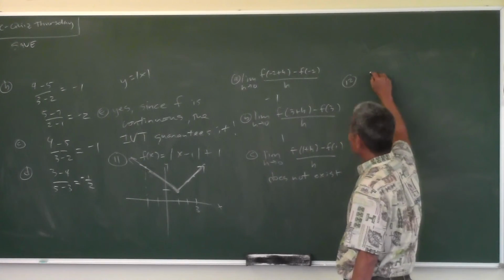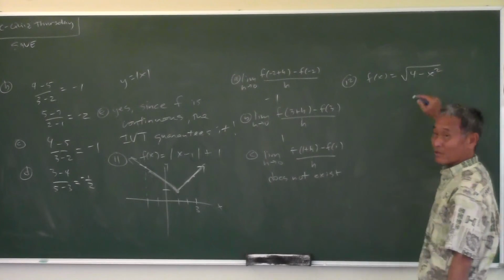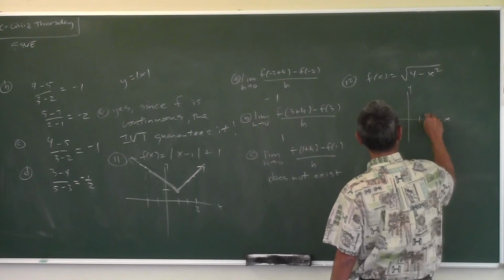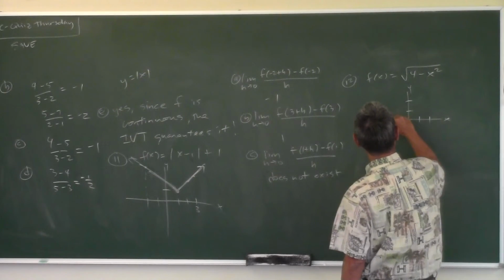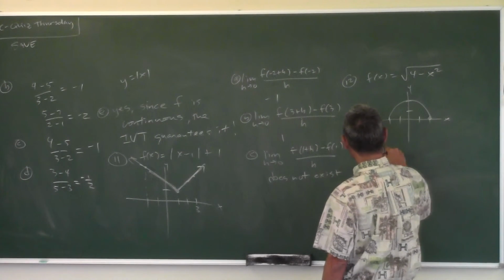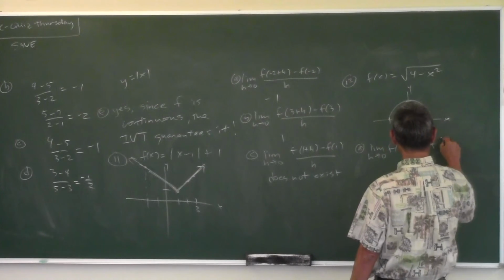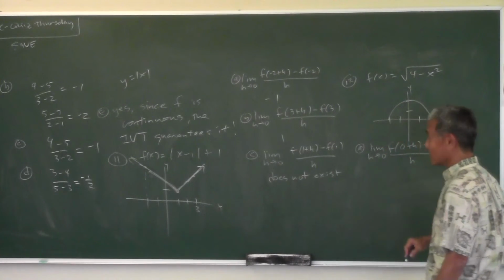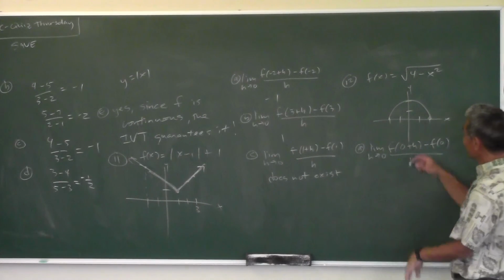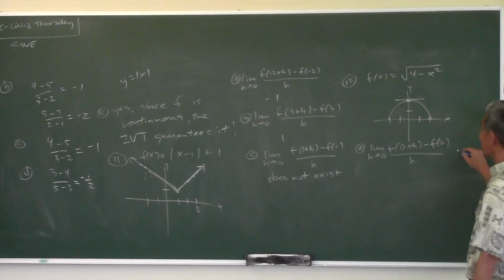Okay, number 12. Here's another graph that you're supposed to know. That's a semicircle, it came up before. So here is a semicircle of radius 2. Let's answer the questions. A, what is the limit as h approaches 0, f of 0 plus h minus f of 0 all over h? So they're asking you to compute the slope when x is 0. Well, here's 0 right there. What's the slope? It's a horizontal line, 0, that's easy.